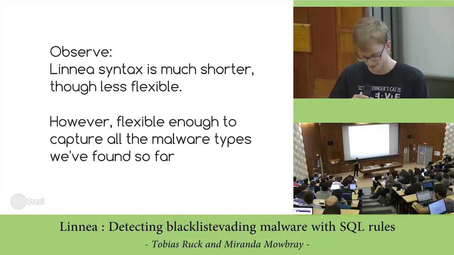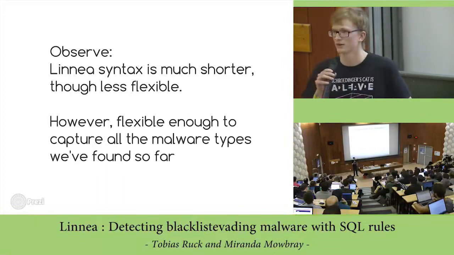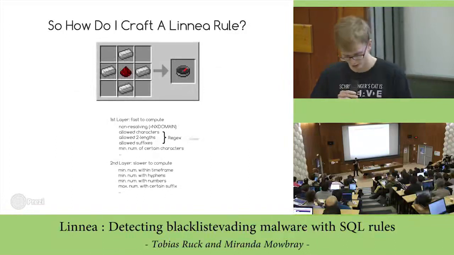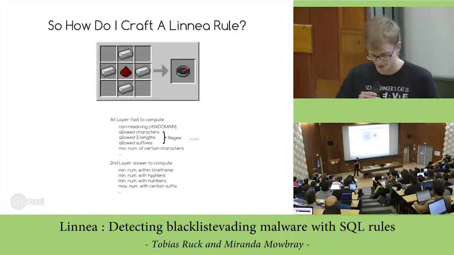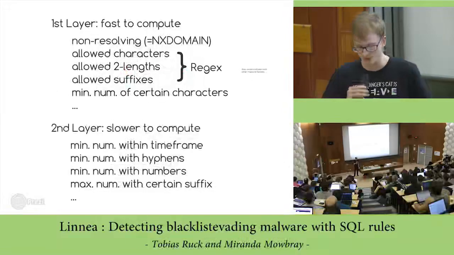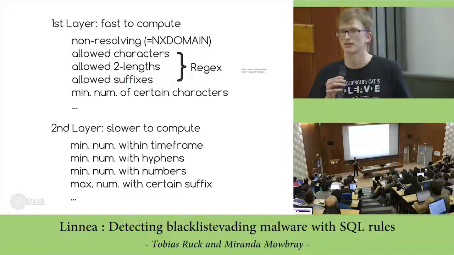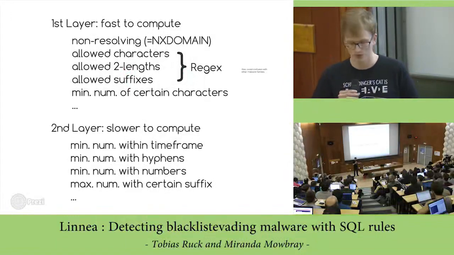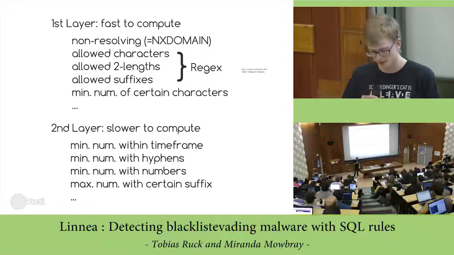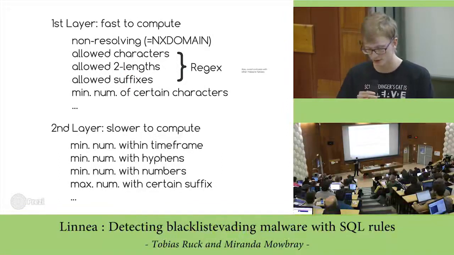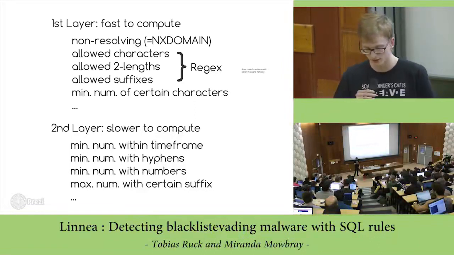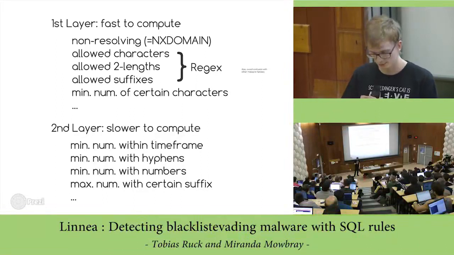So yeah, you might be asking yourself now, how do I craft a linear rule? And spoiler alert, it's not involving 4 iron ingots placed around a redstone dust. Instead, if we get data from a computer that's infected by some malware, we split it into 2 layers. Basically, we split our query into 2 layers. One which is fast to compute, throwing away a lot of data. One which is slower to compute.